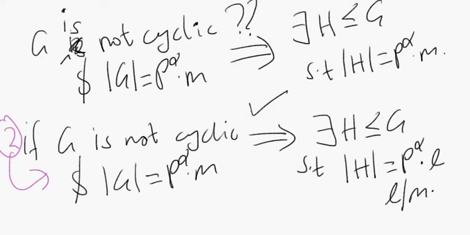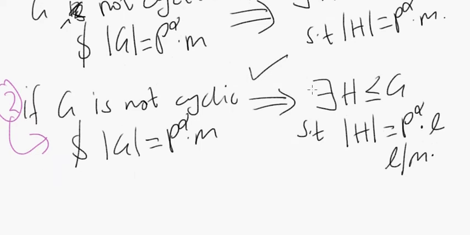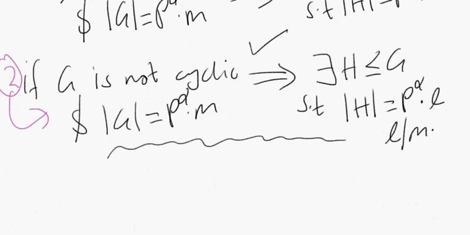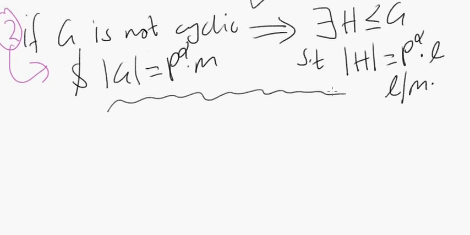So before we even try to establish whether statement 2 is true, let's first see if it's even worth our time. Does it give us a solution? Does it actually prove that we have a subgroup of order p to the alpha? So let's think about that.